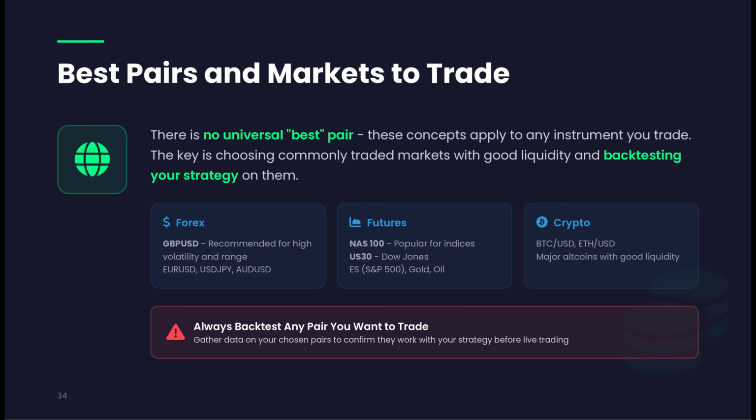Also, consider practical factors. What are the spreads on your chosen pair? What's the commission structure? When is that market most active? These seemingly minor details compound significantly over time.